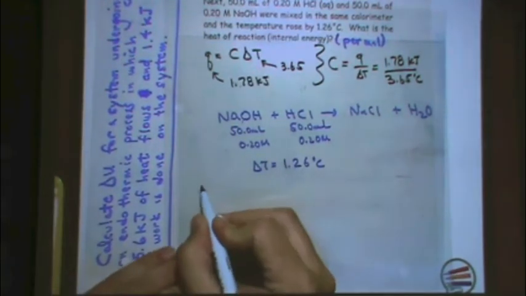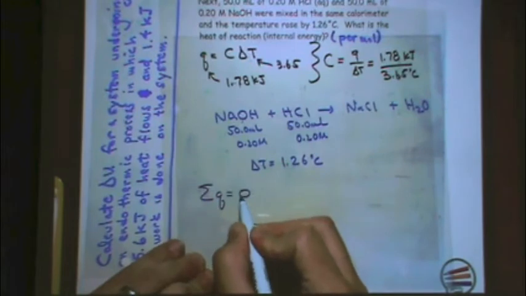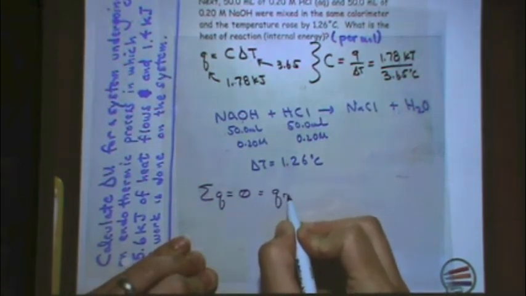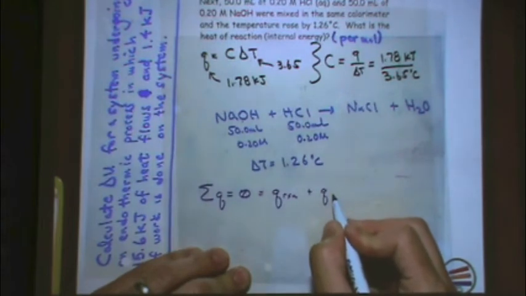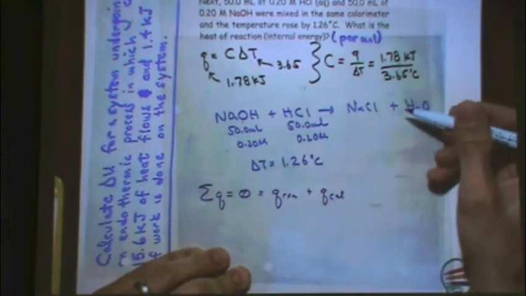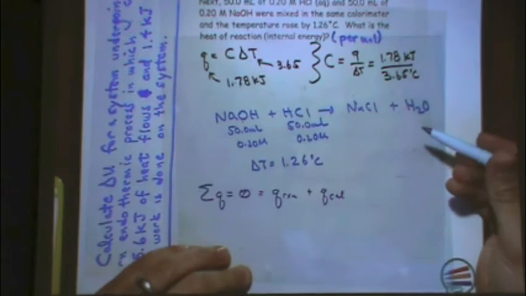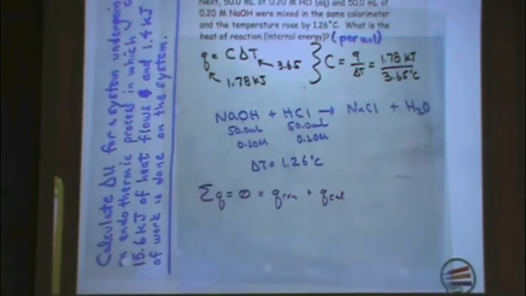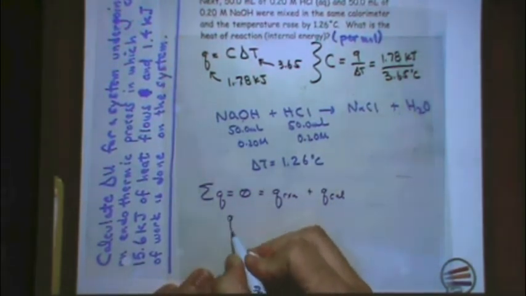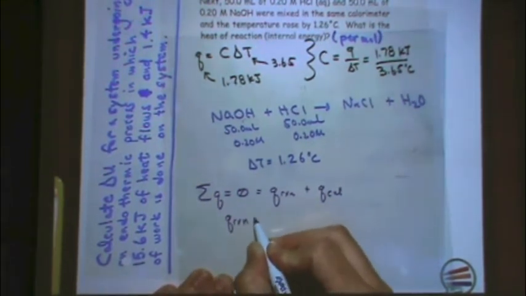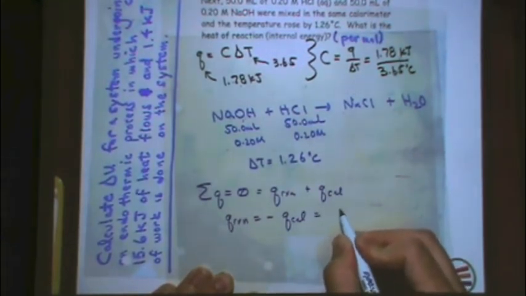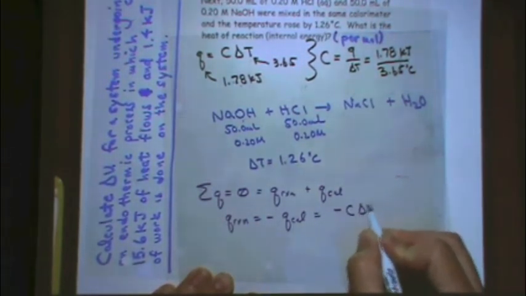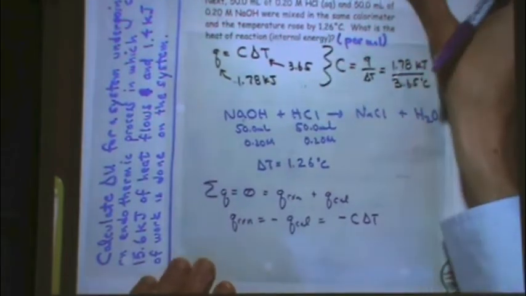Okay, just like before, the sum of the Q's equals 0, and remember there's Q reaction for the calorimeter, and then Q reaction, this reaction, and then Q for the calorimeter. So there's two things going on. A reaction that's inside a calorimeter that changes temperature. So Q reaction will equal negative Q cal, which is negative C times delta T. Again, the C is going to be the same.